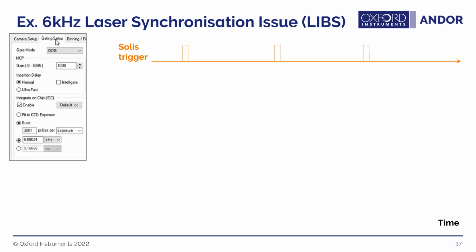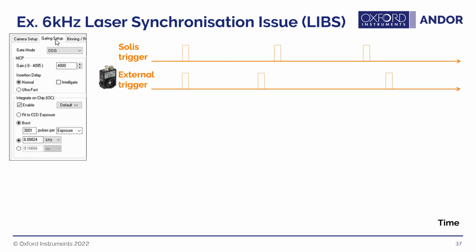So here's an example of a customer call that we were troubleshooting. That was someone trying to use the integrate on chip mode in order to do a LIBS experiment where they had a laser firing at 6 kilohertz, and they're trying to synchronize 6 kilohertz of the repetition rate of the photocathode with their laser pulses. So initially we would have a Solace trigger, and we could also visualize on the oscilloscope screen when the laser was actually firing with a photodiode.